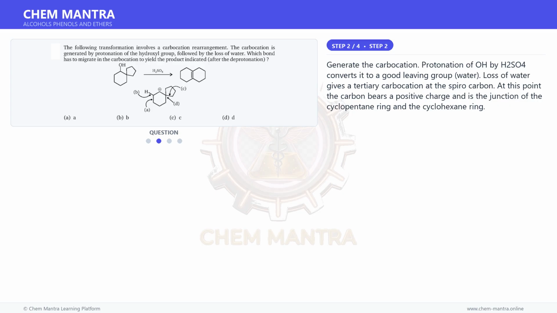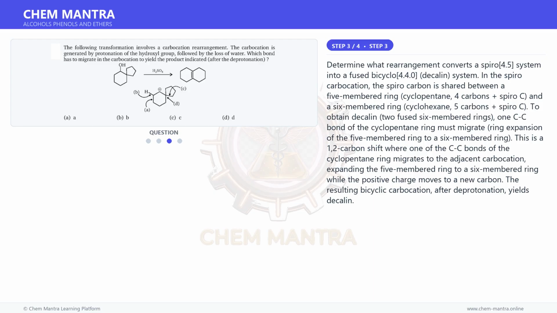Generate the carbocation. Protonation of OH by H2SO4 converts it to a good leaving group, water. Loss of water gives a tertiary carbocation at the spirocarbon. At this point the carbon bears a positive charge and is the junction of the cyclopentane ring and the cyclohexane ring. Moving on to the next step.